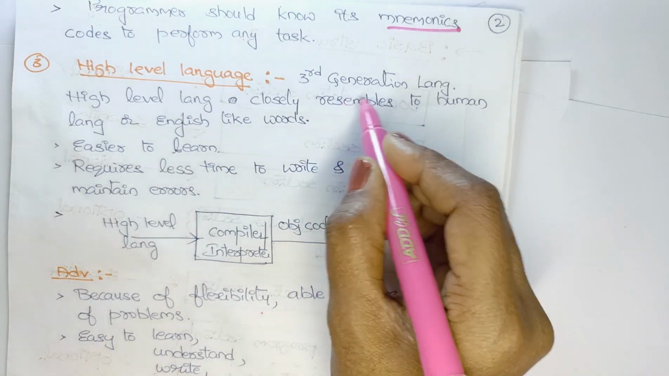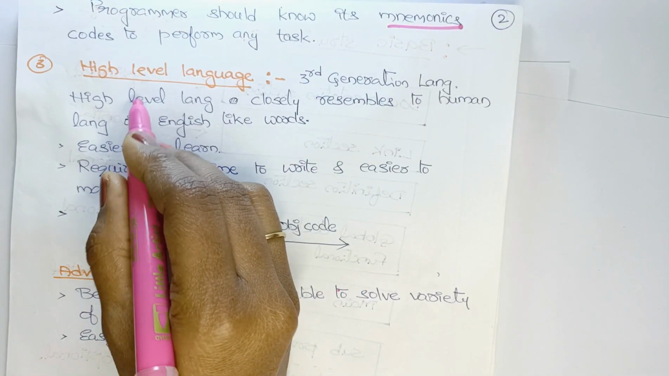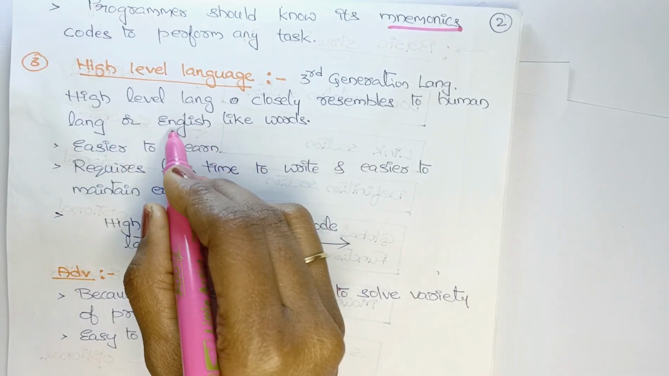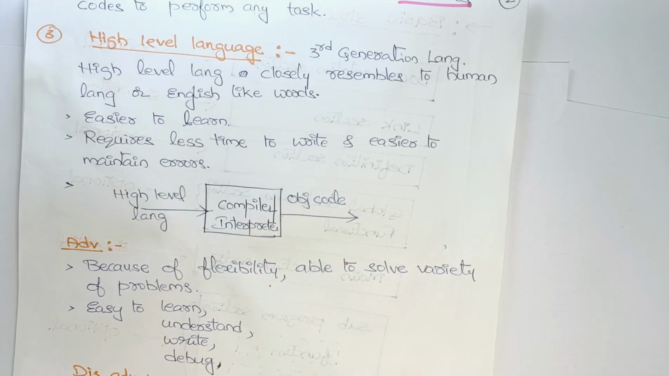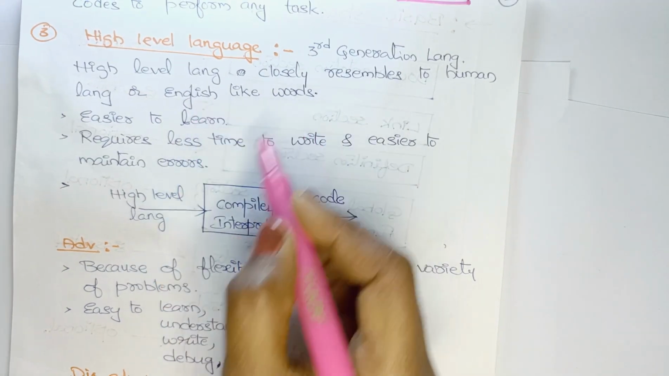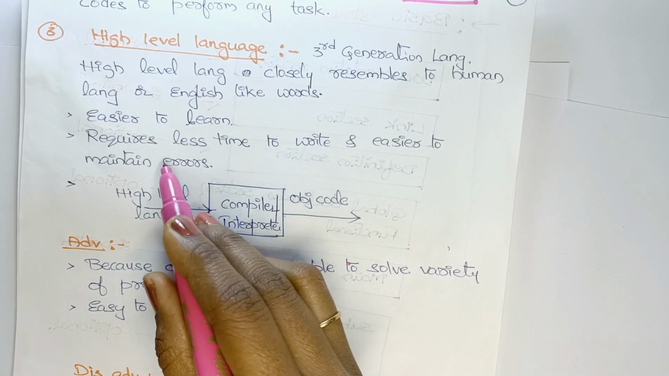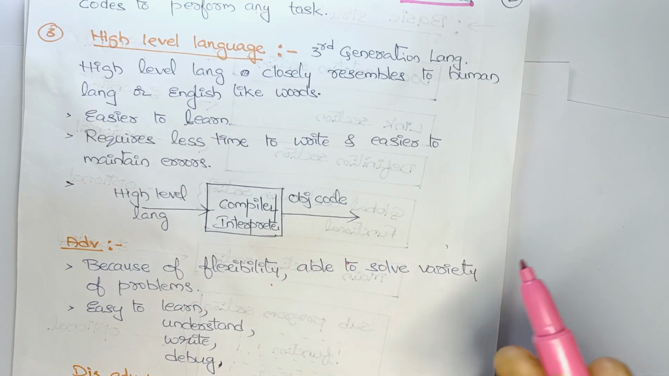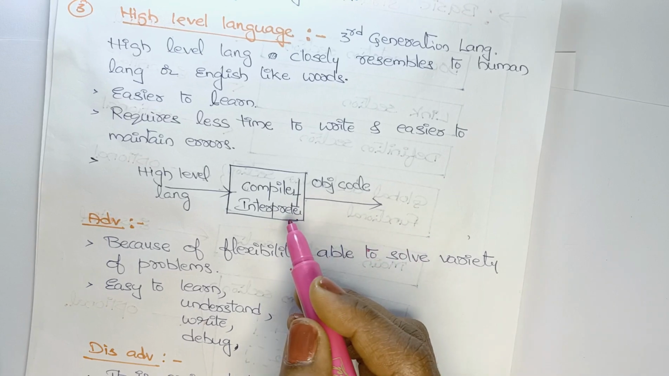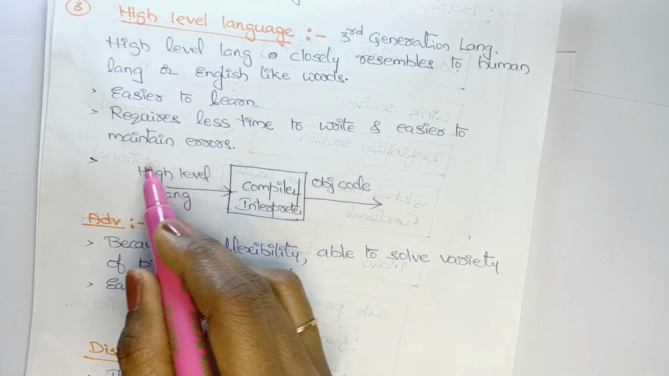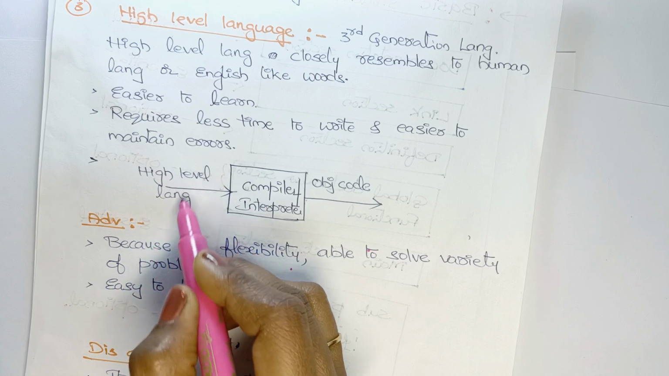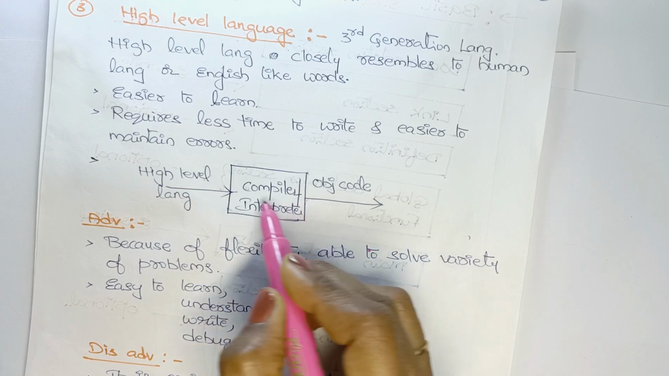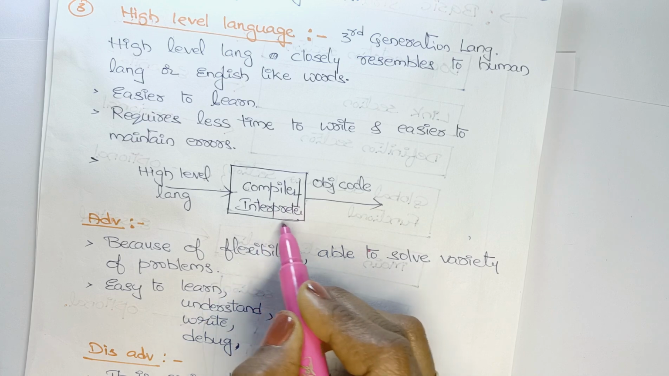Now we will see high level language, also called third generation language. High level language closely resembles human language, or English-like words. So the third generation is implemented using English-like words. It is easier to learn, requires less time to write, and errors are easier to maintain. So we write the program using a high level language. That high level language cannot be understood by the computer, so it requires one translator, which may be a compiler or interpreter.